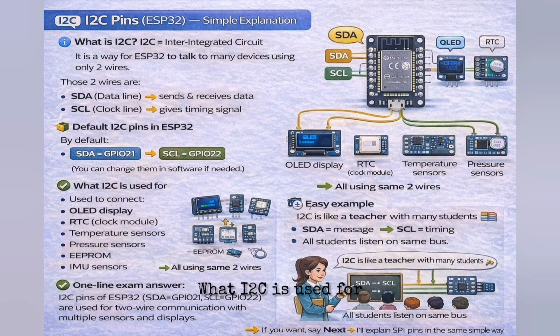What is I2C used for? Used to connect OLED display, RTC clock module, temperature sensors, pressure sensors, EEPROM, IMU sensors, all using same two wires.